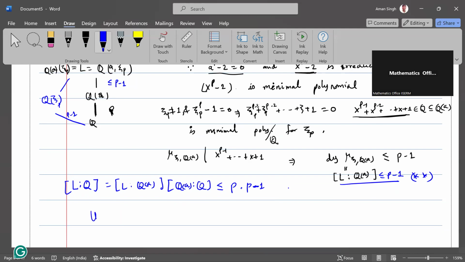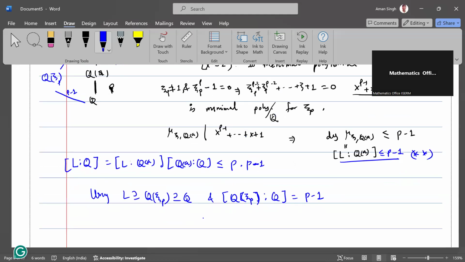Using the extension L over Q(zeta_p) over Q, and this extension Q(zeta_p) over Q is a degree p minus 1 extension. This is a Galois extension, we know, right? Okay, nice. So this says that p minus 1 divides [L : Q].